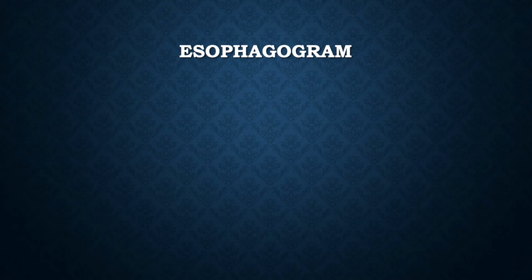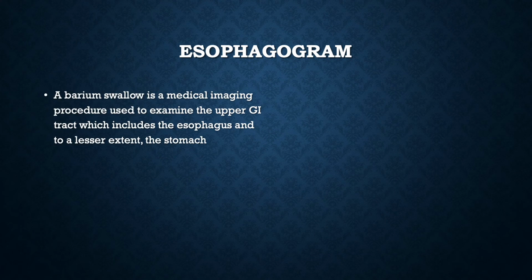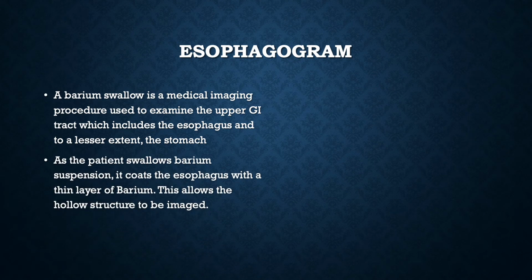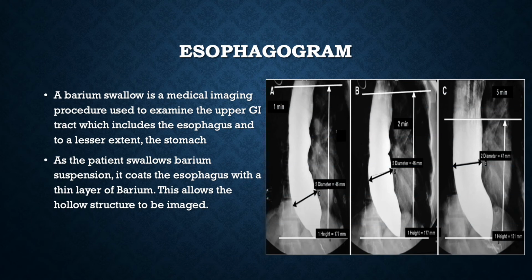Another test we have is the esophagogram, also known as a barium swallow. It is a medical imaging procedure used to examine the upper GI tract, which includes the esophagus and to a lesser extent the stomach. As the patient swallows barium suspension, it coats the esophagus with a thin layer of barium. This allows the hollow structure to be imaged. This is a normal image of the esophagogram. Any deviation from this should raise a concern for the general practitioner.